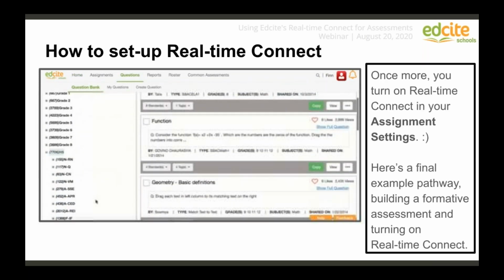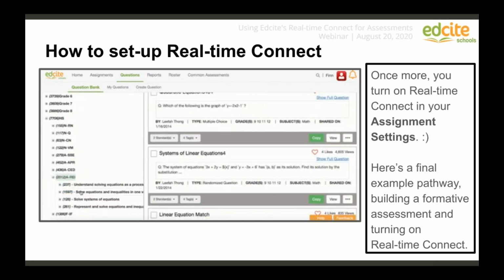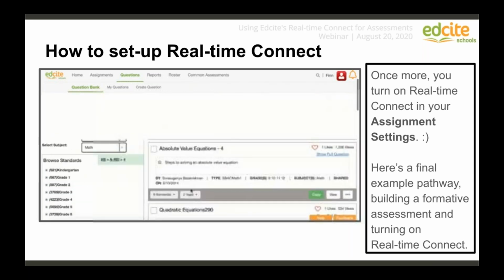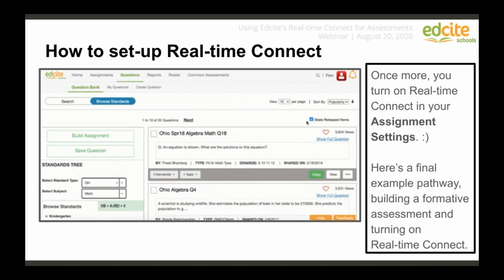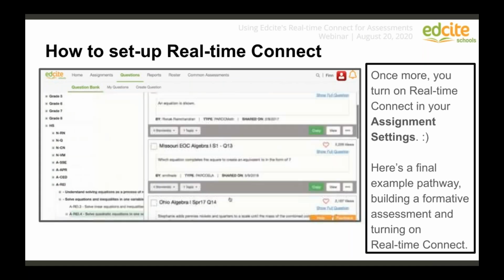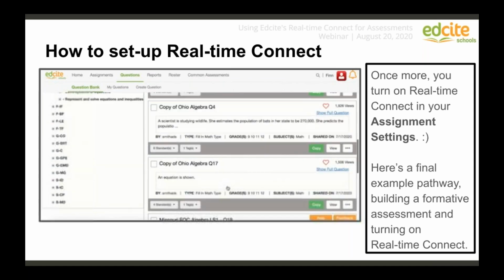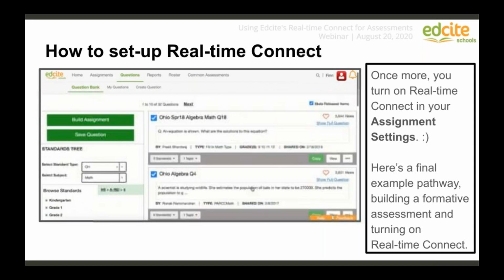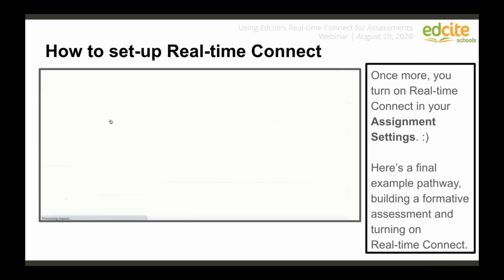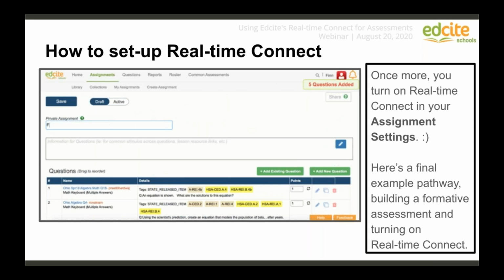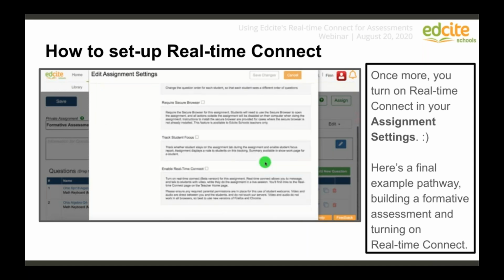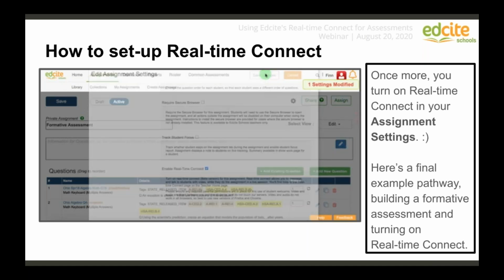So the last pathway we'll talk about is if I'm giving a formative assessment and I'm building in the question bank. So I'm drilling down to specific standards. I'm selecting release state test items. I build that assignment. So it scoops the questions into my assignment editor. I make it active. I open my settings. I enable Real-Time Connect.